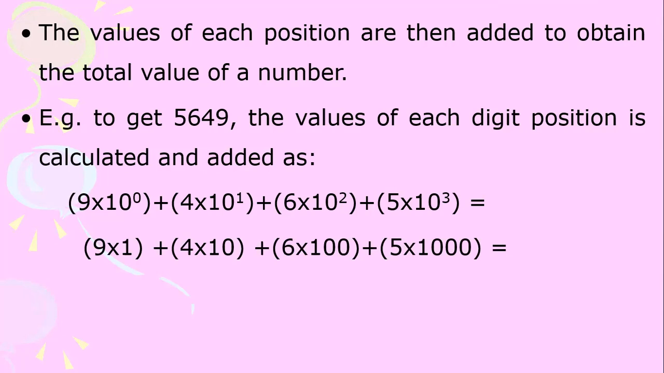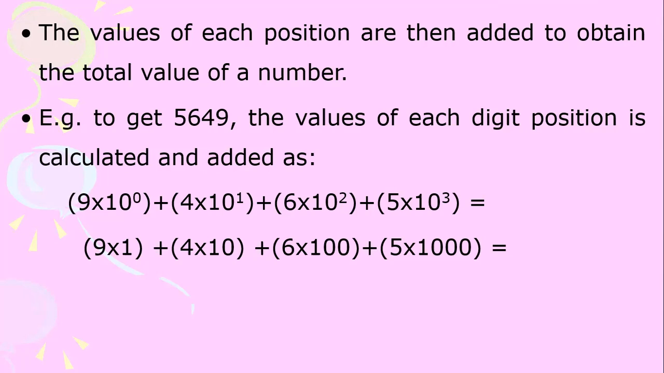Then we have 4 times 10, because 10 raised to the power 1, or any number raised to the power 1, is that number. I repeat, any number raised to the power 0 is 1, and any number raised to the power 1 gives the same number. So 4 times 10. And then 10 raised to the power 2 is 100, that is 10 times 10, 100. So it is 6 times 100.